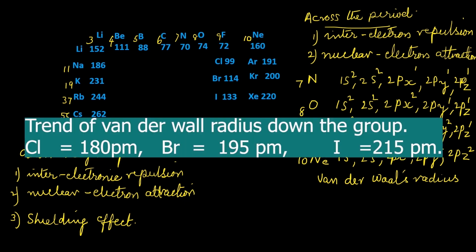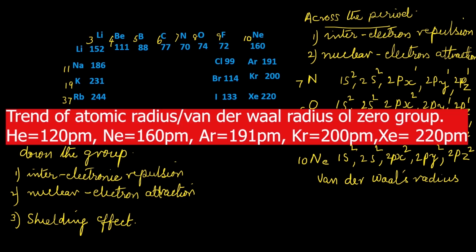For example, for chlorine, bromine and iodine, that is 17th group, the van der Waals radius is 180, 195 and 215 picometer respectively. When we come to the zero group, their atomic radius is always greater than that of the preceding group, that is the 17th group. Reasons have already been discussed.